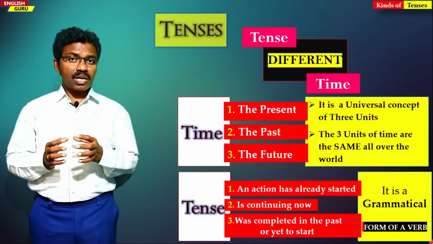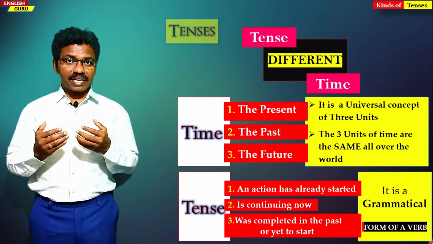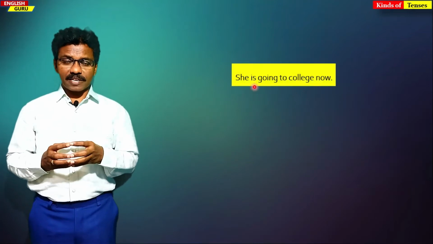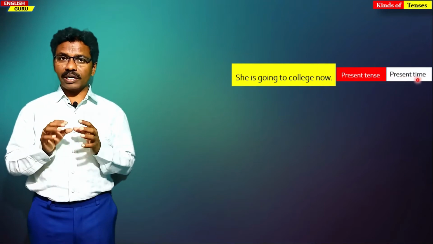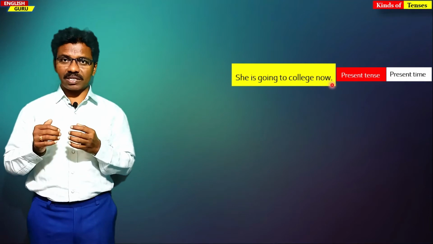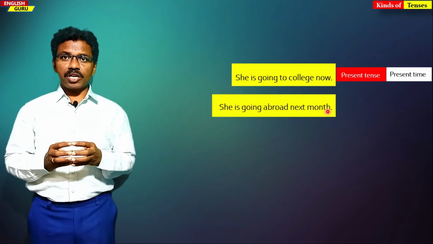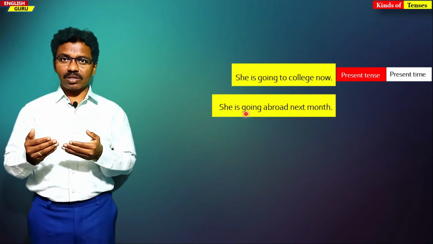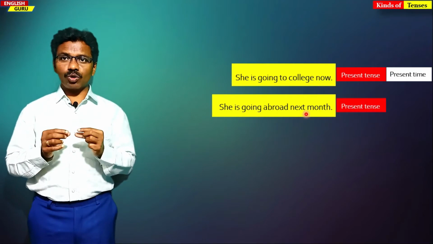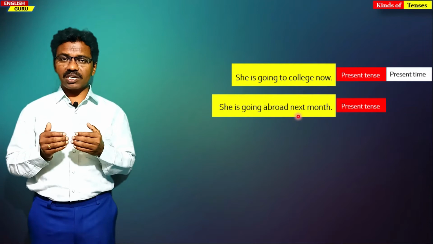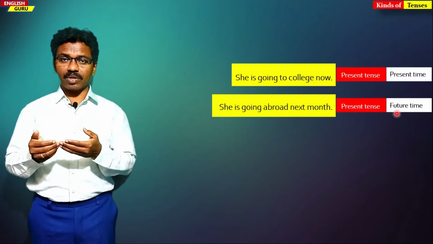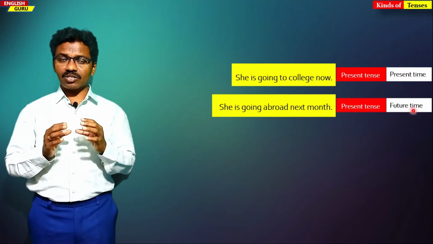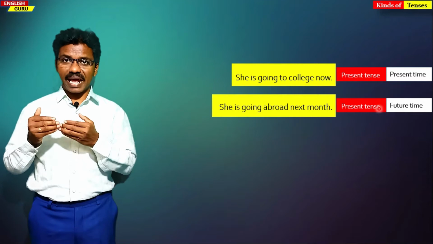A bit confused? Let us try to understand them in examples. If you see them in sentences, she is going to college now. So this sentence is in present tense and now. So it is present time. It is talking about present time. In the next sentence, she is going abroad next month. So here the form of verb is going. It is present tense. The sentence is in present tense, but next month is not present time. It is a future time. So here present tense sentence is talking about future time, future action.